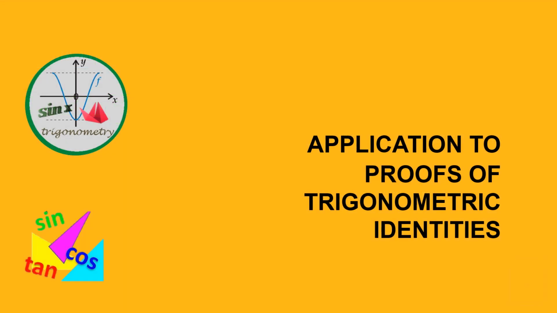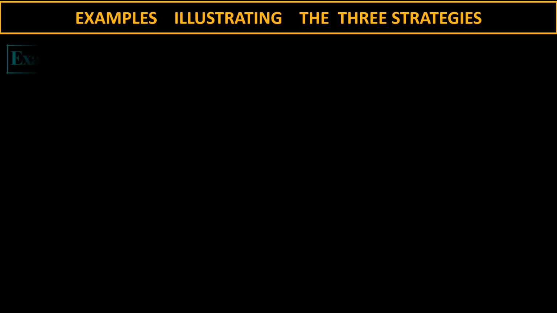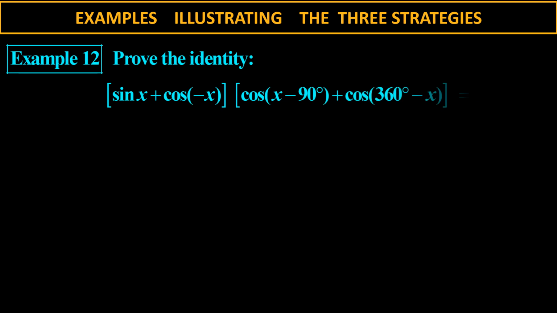Now here we're going to apply our strategies to proving trigonometric identities, and we're going to look at a few examples. Let us look at our first example here. If you want to prove an identity, you have to show that the left-hand side is equal to the right-hand side, or the other way around, that the right-hand side is equal to the left-hand side.